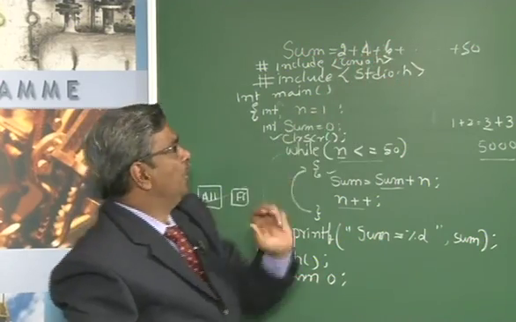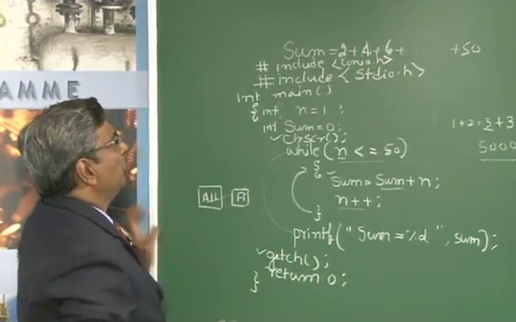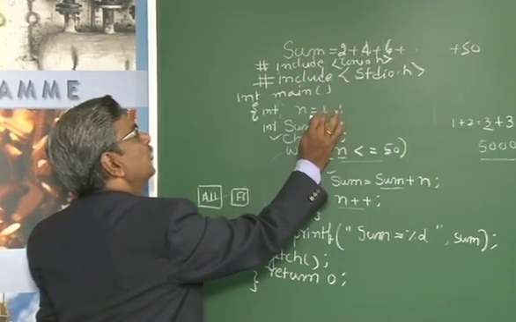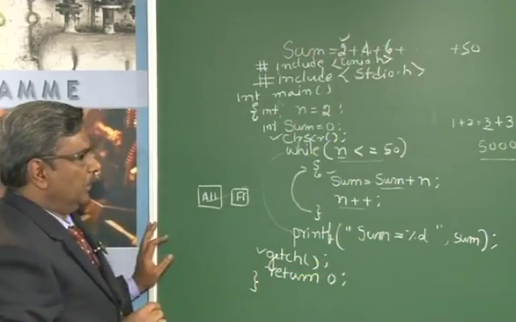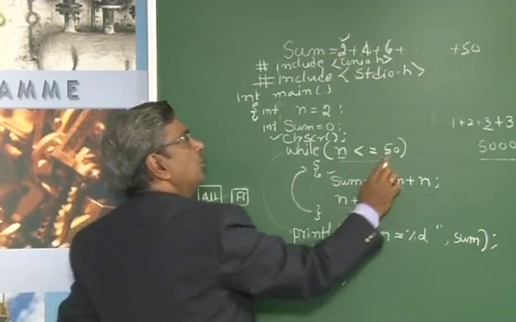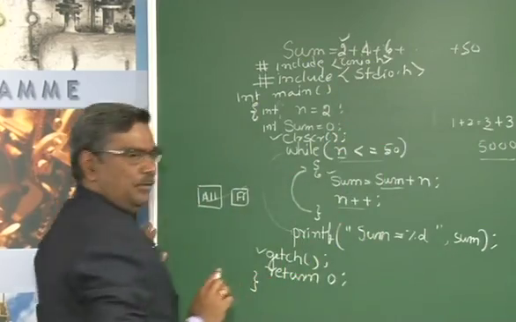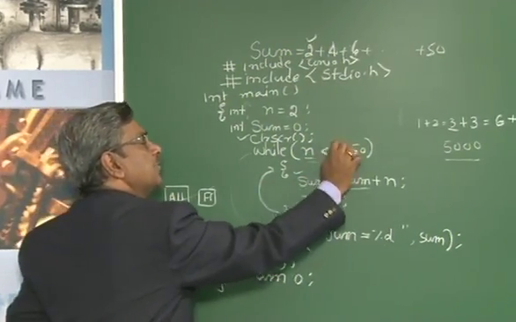Next value will be 6. What is the change that can be adopted? Now, instead of initializing n is equal to 1, let us initialize n is equal to 2, that is the first. Next, n less than or equal to 50, because here the last element is 50, this condition satisfies.